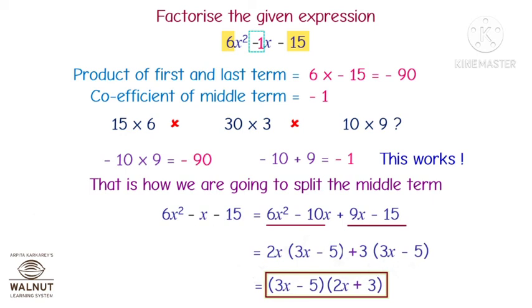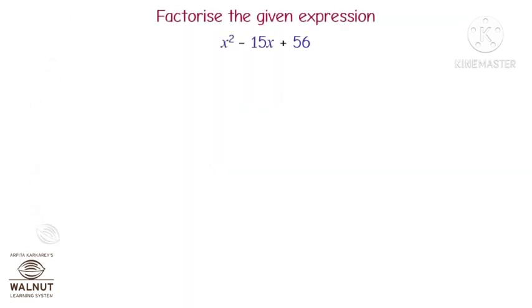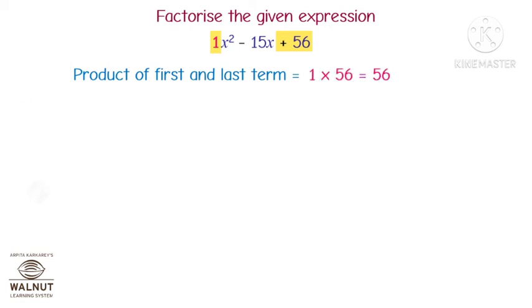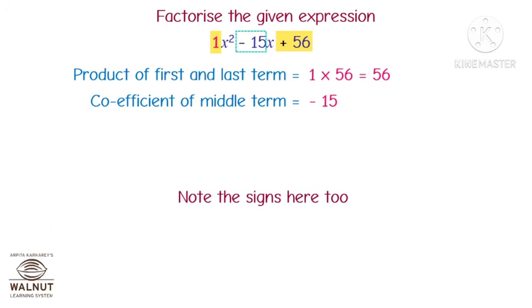Let's try another one. Factorize the given expression. x square minus 15x plus 56. Product of first and last term is equal to 1 into 56, which is equal to 56. Note the signs here. Coefficient of middle term is equal to minus 15. Note the signs here too.